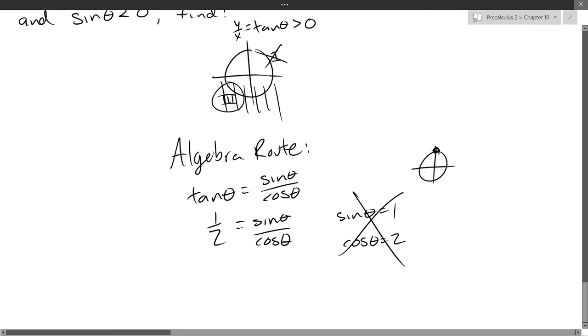Is that where we are? No. We're in quadrant 3. All right, where on the inner circle does cos theta equal 2? Cos theta is an x value, so there's 1. There's x value 2.